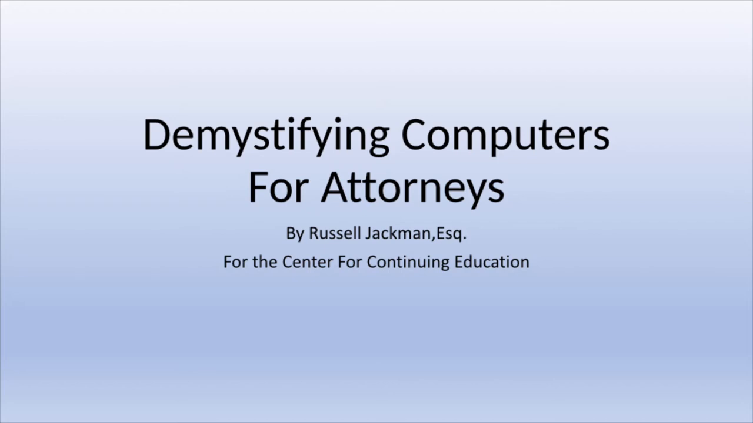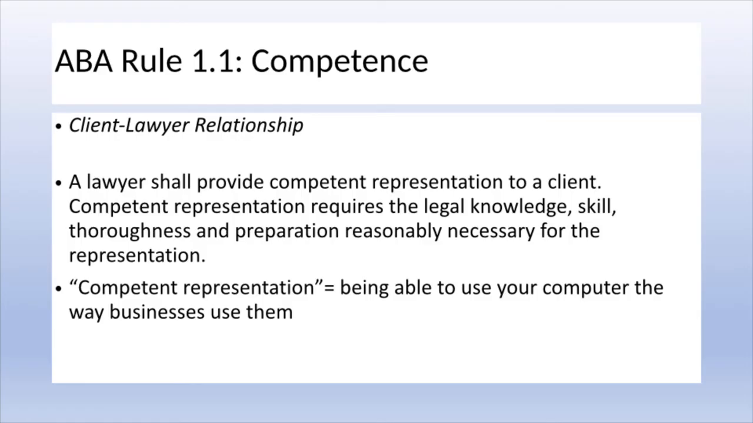And believe it or not, attorneys, your law office is a business. That's why the ABA's very first rule, 1.1, dealing with competence, talks about a lawyer providing competent representation to a client, competent representation requiring legal knowledge, skill, thoroughness, and preparation reasonably necessary for the representation. Back in the day, obviously, that meant you had to have a filing cabinet and a typewriter and a copy machine and a working phone to run a law office. And you had to have maybe a secretary and or a paralegal working with you to make all these things coordinate and make that happen.